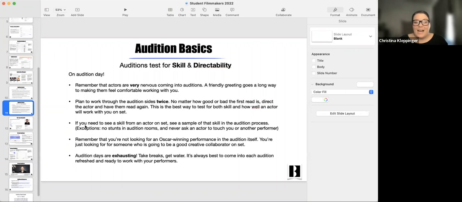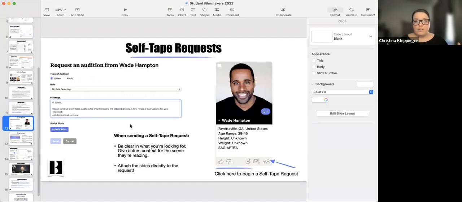Perfect. Okay, great. Let's talk about self-tapes for a second. Self-tapes have been around forever. They were used in the past just when an actor was maybe shooting another project or outside of the city and couldn't get into a physical audition room. However, because of the pandemic, they're becoming increasingly popular. Every project I know uses self-tapes at some point in the process.